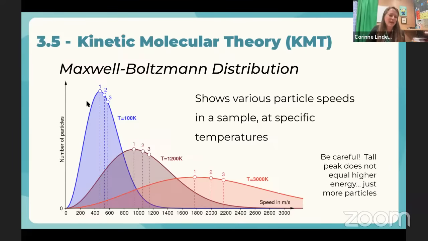So with this, the height of the peak tells you the number of particles moving at that speed. So just be very careful. And then each peak represents a given temperature. So the temperature of this blue section is always 100 Kelvin. So just be careful with this Maxwell-Boltzmann distribution.